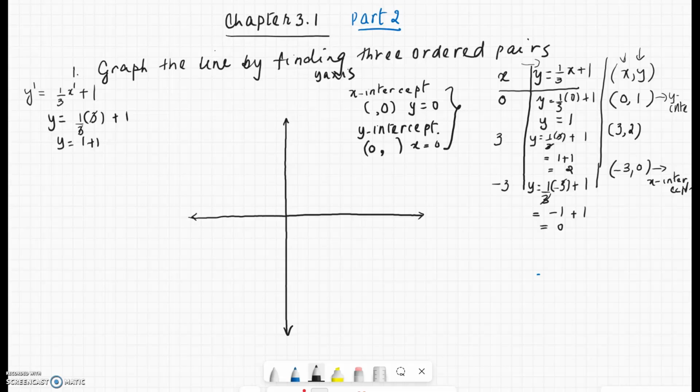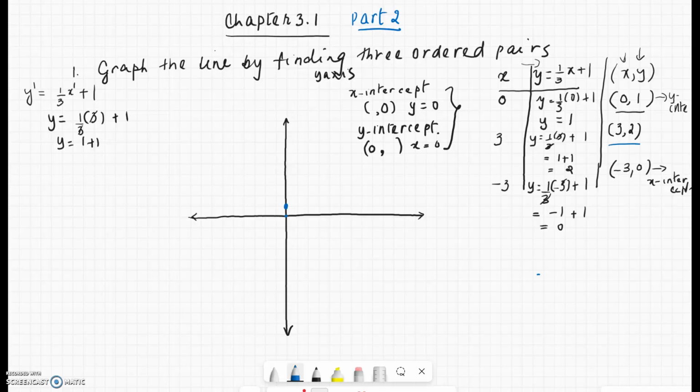Let's start with 0, 1. So when x is 0, y is +1. So this is a point. So when I say +1, you go up by 1. X is 0, so it's neither to the right nor to the left. So it is just sitting in the center, then you move up by 1.